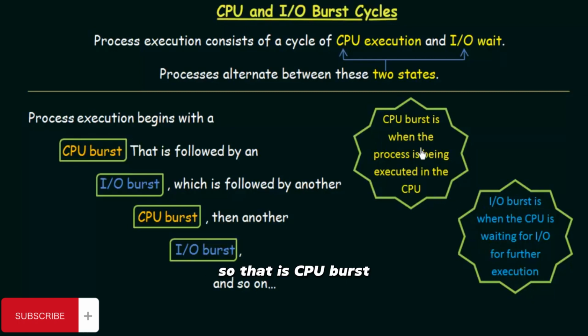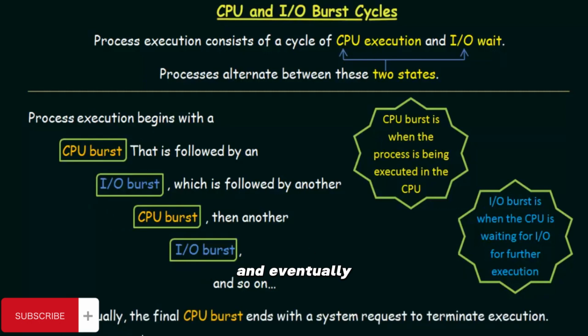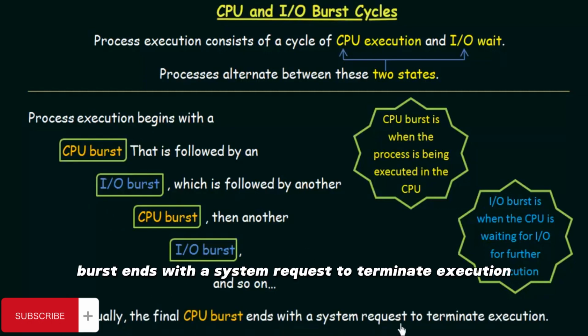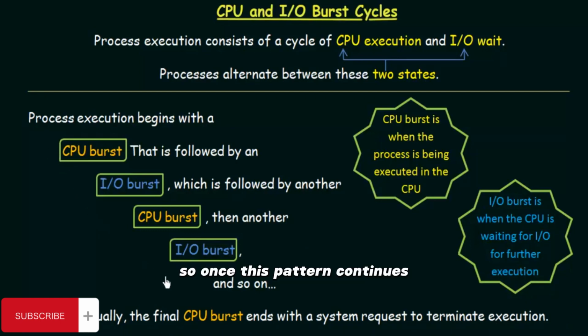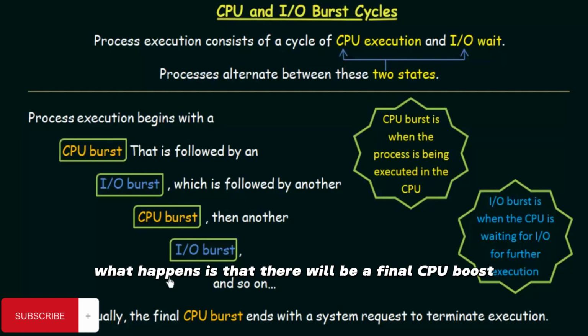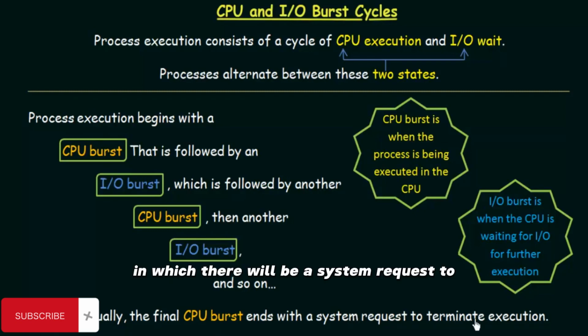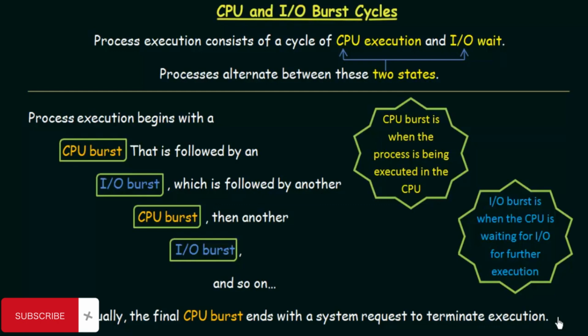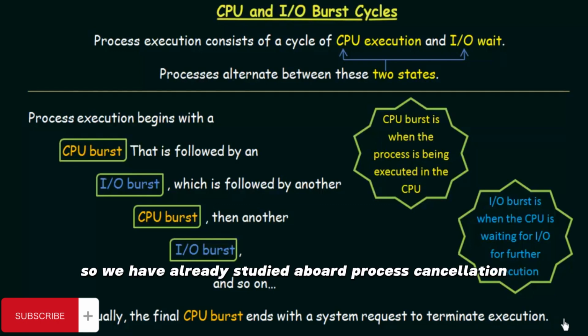So that is CPU burst and I/O burst, and processes alternate between these two states during the course of its execution, and eventually, the final CPU burst ends with a system request to terminate execution. So this pattern continues, and at the end, there will be a final CPU burst. That means a final execution of the CPU, in which there will be a system request to terminate the execution of the process. We have already studied process cancellation, and we have seen what we mean by process cancellation and how process termination takes place.